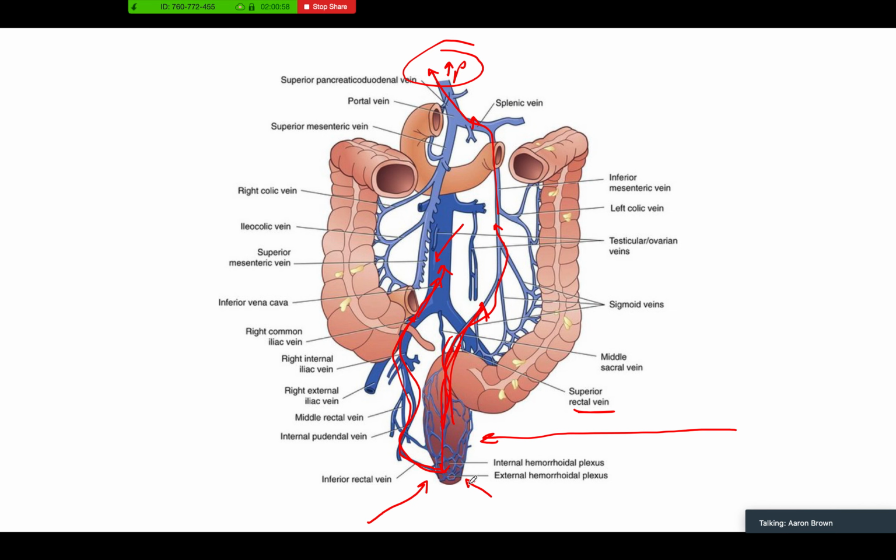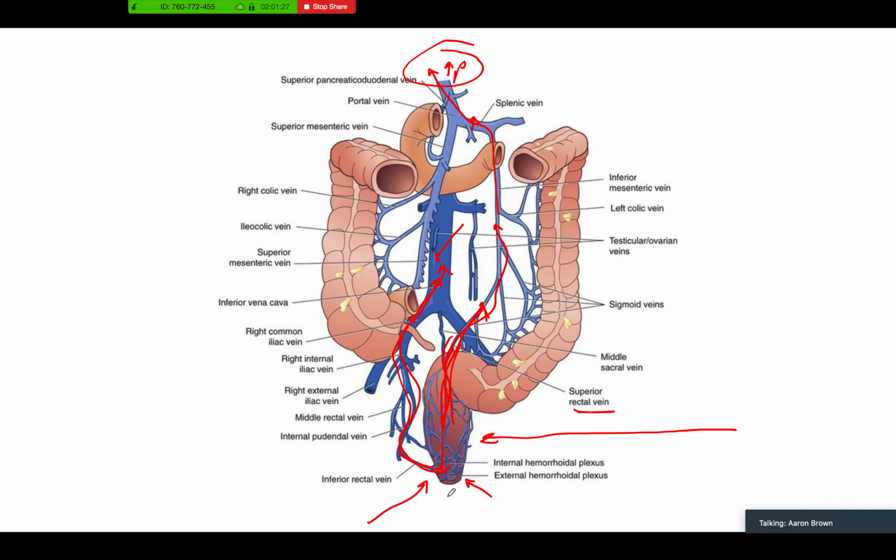So when we talk about our hemorrhoids, when we talk about our esophageal varices, when we talk about our caput medusae in the abdomen, which are essentially umbilical varices, the reason we have all of these is because there are certain areas where the systemic and the portal systems can connect to one another. Okay? Questions on that? No questions. Okay.